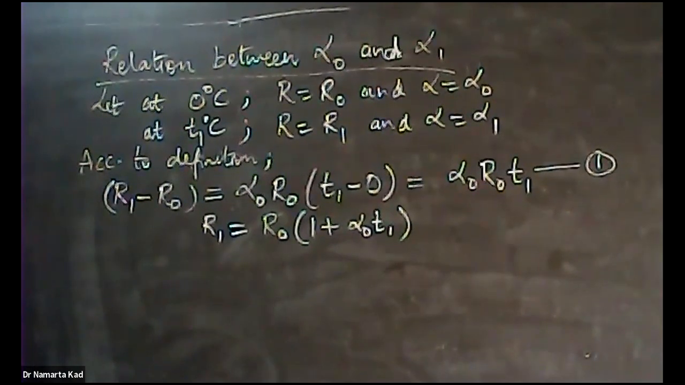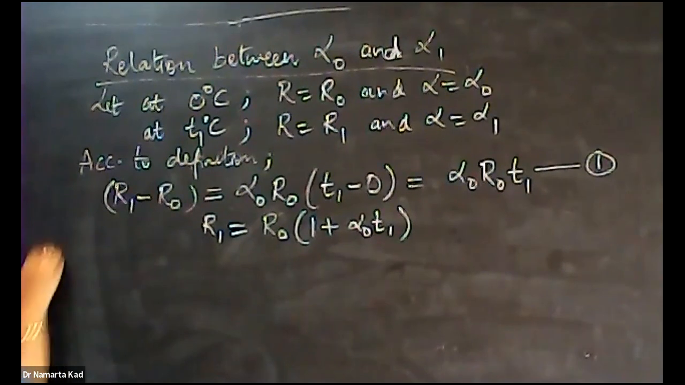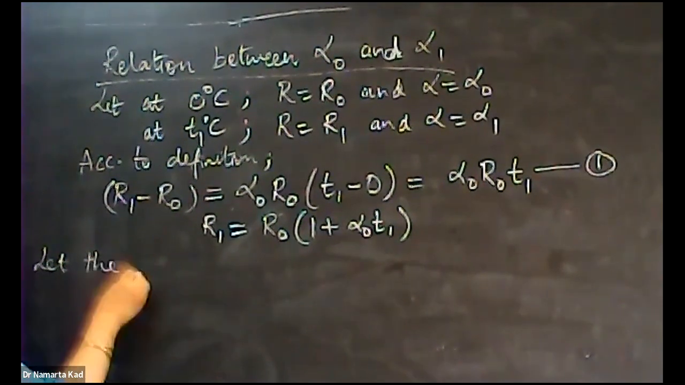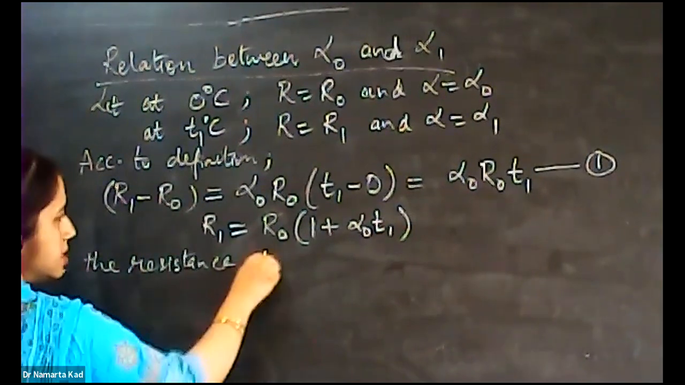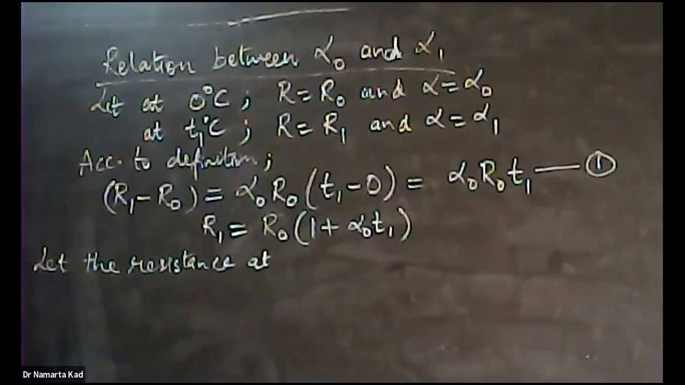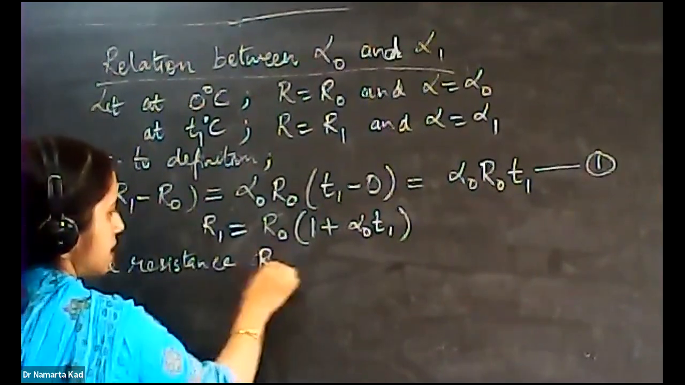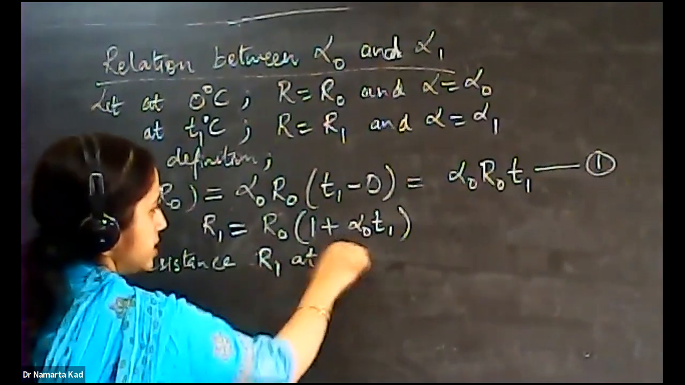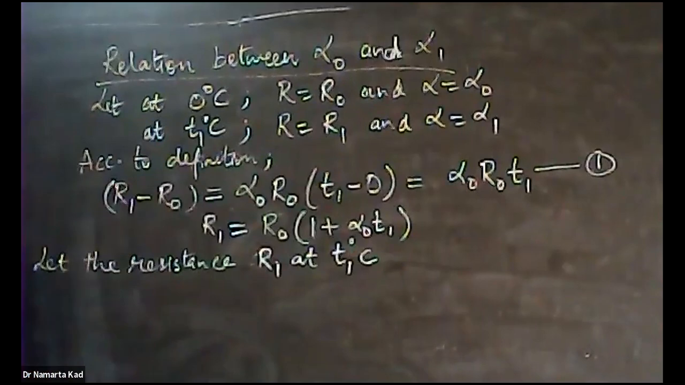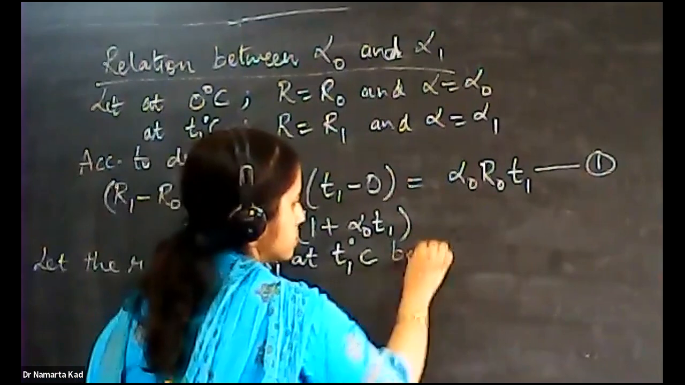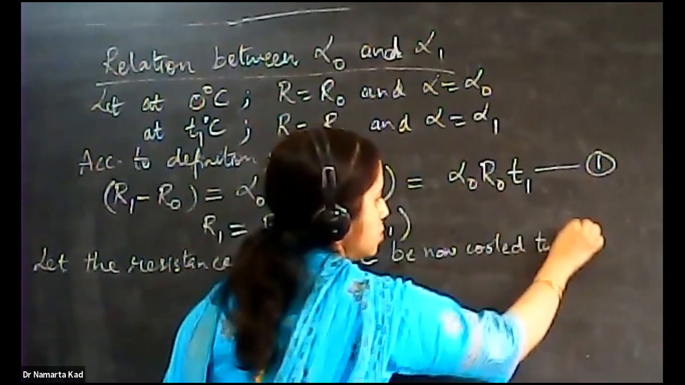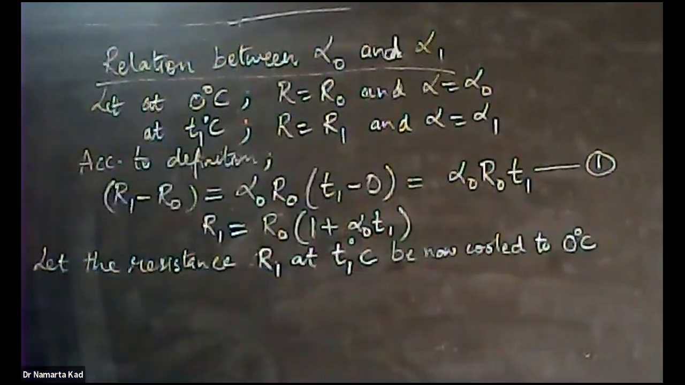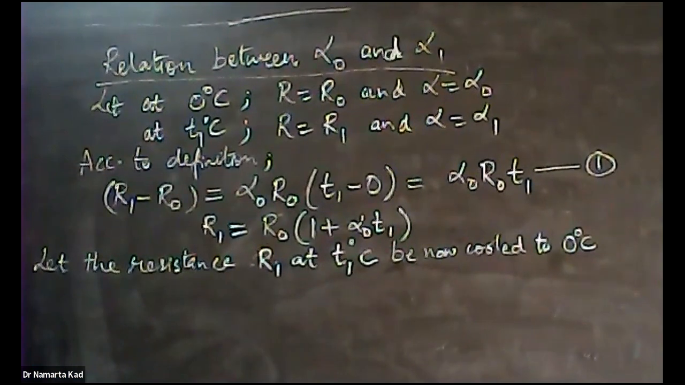Let the resistance R1 at T1 degree C be now cooled to 0 degree C. Be now cooled to 0 degree C.